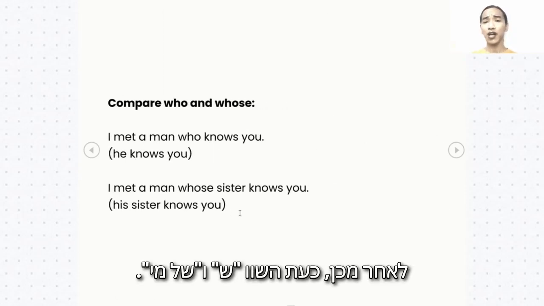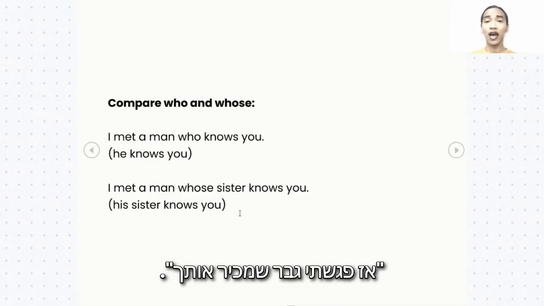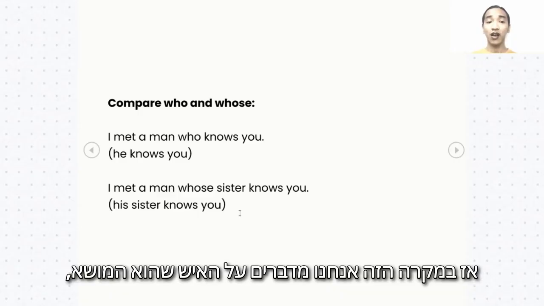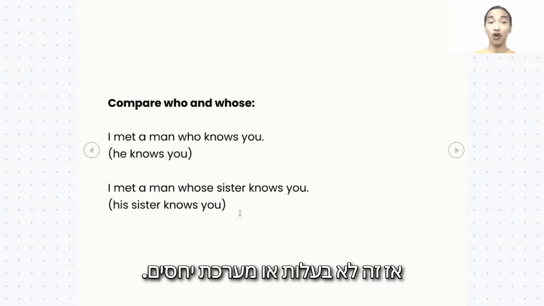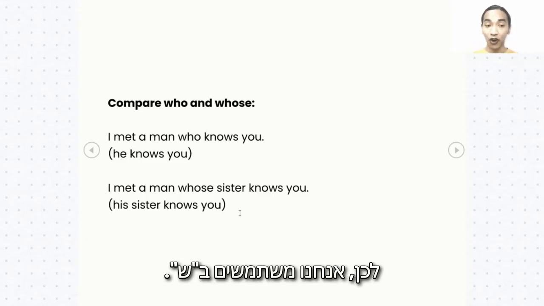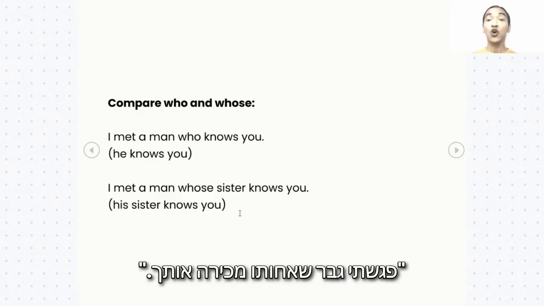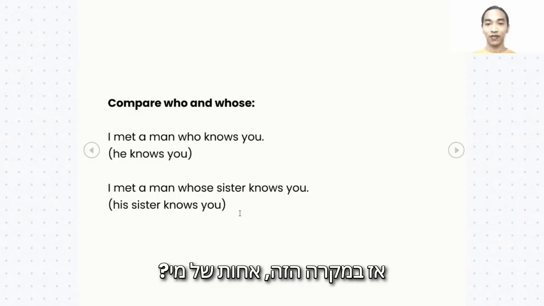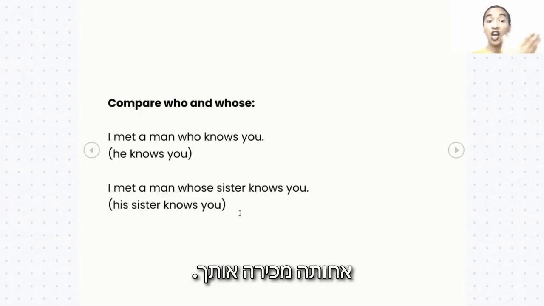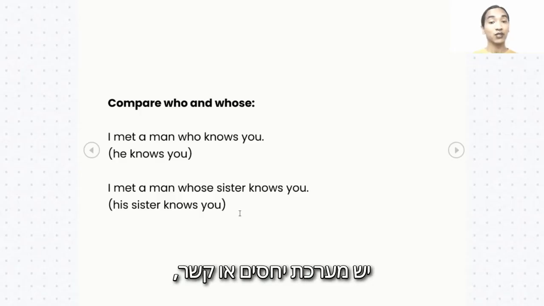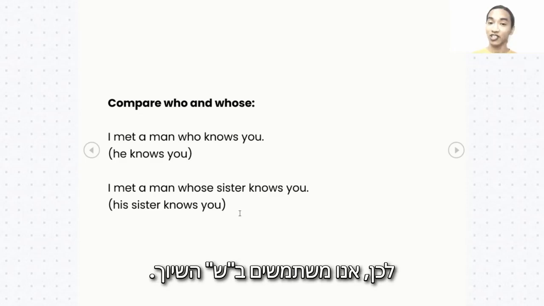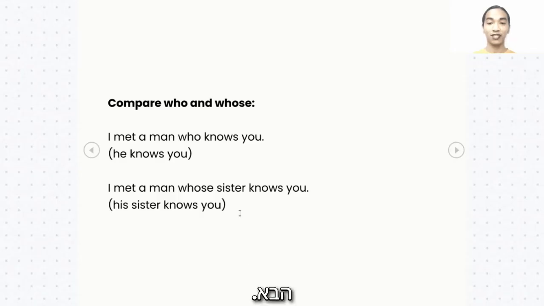Next, now compare who and whose. I met a man who knows you. In this case, we are talking about the man in subject position, so it's not possession or relationship. Therefore, we use who. He knows you. I met a man whose sister knows you. So in this case, whose sister? His sister knows you. There is a relationship or connection, as part of their relationship. Therefore, we use whose.